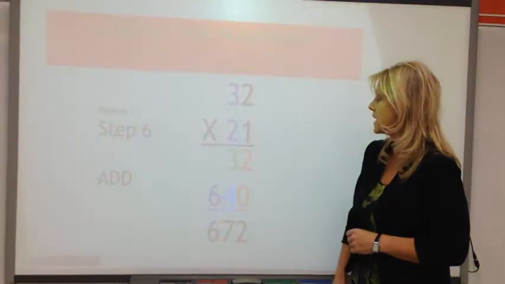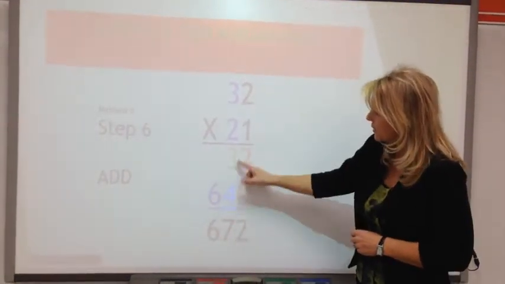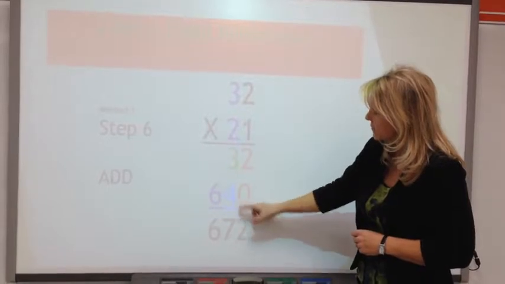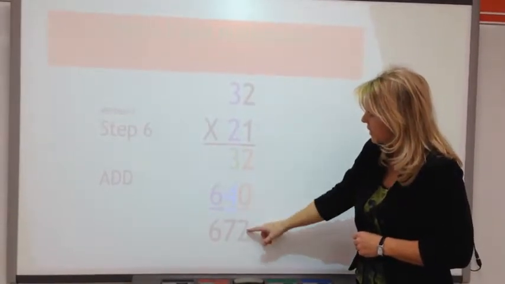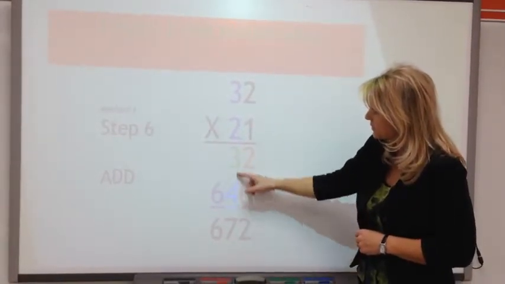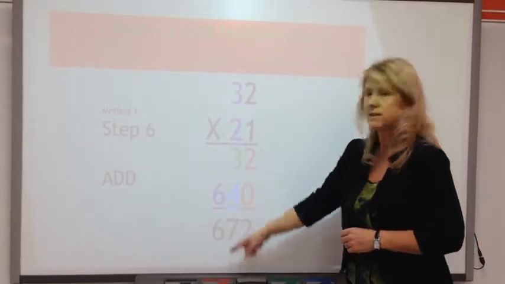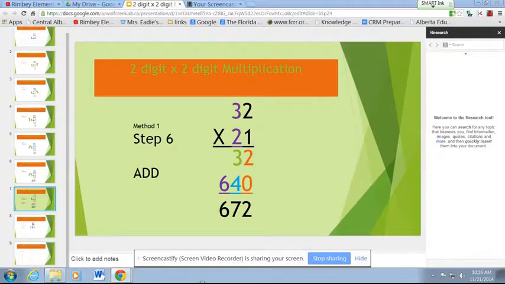And so once I have these numbers lined up very carefully, I'm going to do the last step, which is going to be add. So right here, 32 plus 640: 2 plus 0 is 2, 4 plus 3 is 7, and then you drop down a 6. So 32 plus 640 equals 672. Therefore, our question, 32 times 21 equals 672.